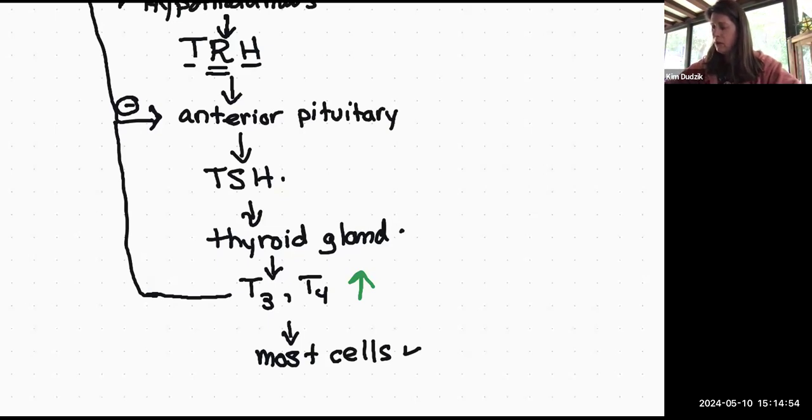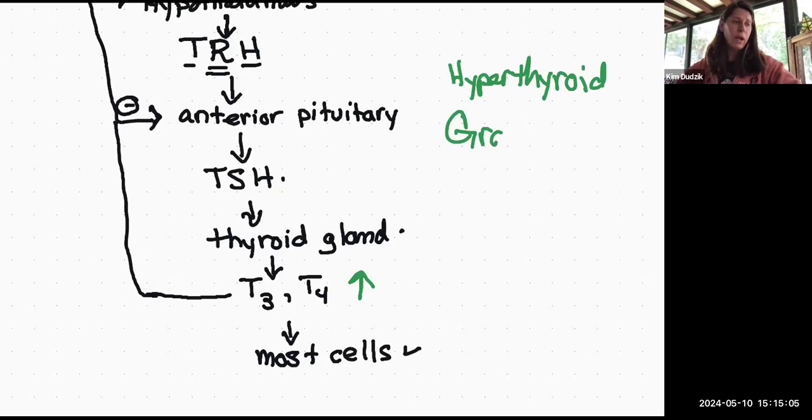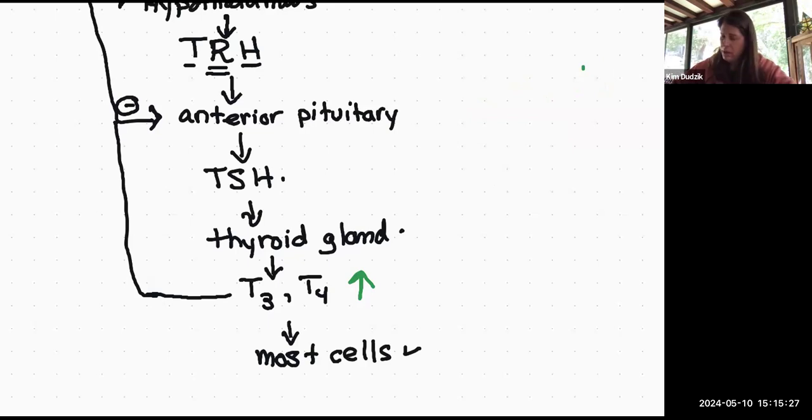Write that down: hyperthyroidism is called Graves' disease. In Graves' disease, this is an autoimmune disease. What happens with Graves' disease is we produce a molecule called TSI, which stands for thyroid stimulating immunoglobulins. So it's an antibody. The body isn't supposed to produce this, but in this case with Graves' disease, it does.